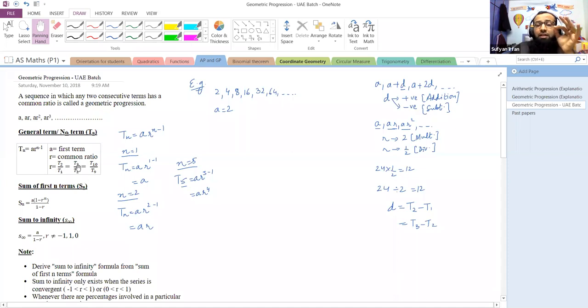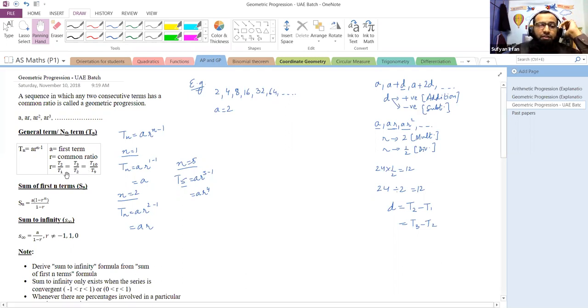And what is the formula? If you have, let's suppose, the 9th and 10th term, then T9 upon T10 will not give us R. T10 upon T9 will give us R. This means the new term divided by the previous term. If there are two consecutive terms, then the last term would be divided by the previous term.